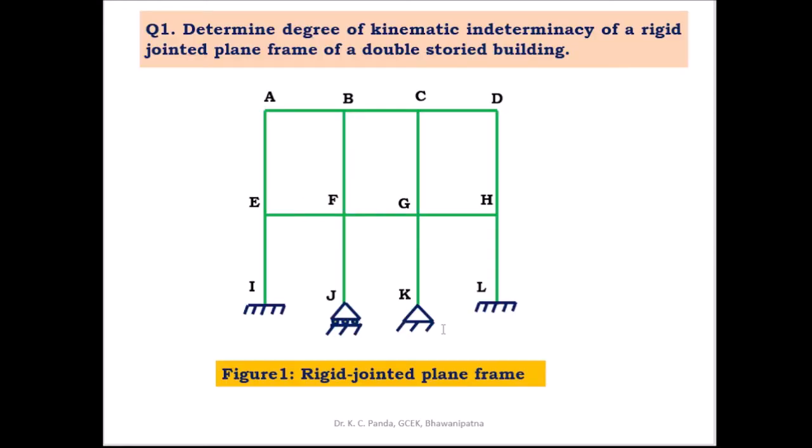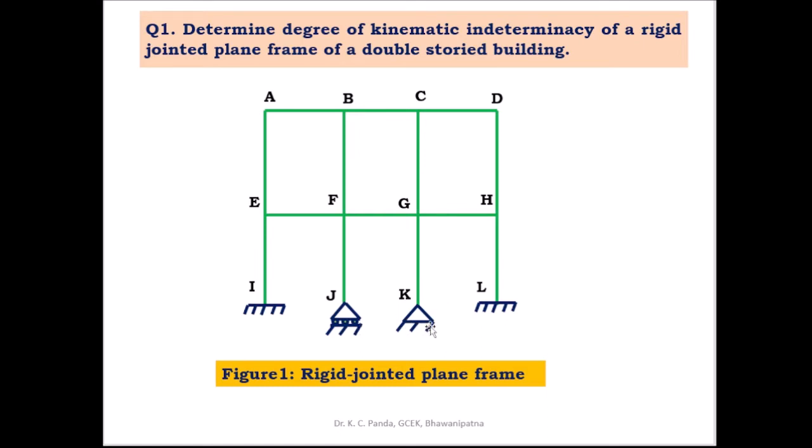Then coming to the first problem: determine the degree of kinematic indeterminacy of a rigid jointed plane frame of a double-storied building. This is a three-bay double-storied building with joints A, B, C, D, E, F, G, H, I, J, K, L. This is the frame. Here you have to find the degree of kinematic indeterminacy of this frame. The support I is fixed, L is fixed, J is a roller support, and K is a hinge support.